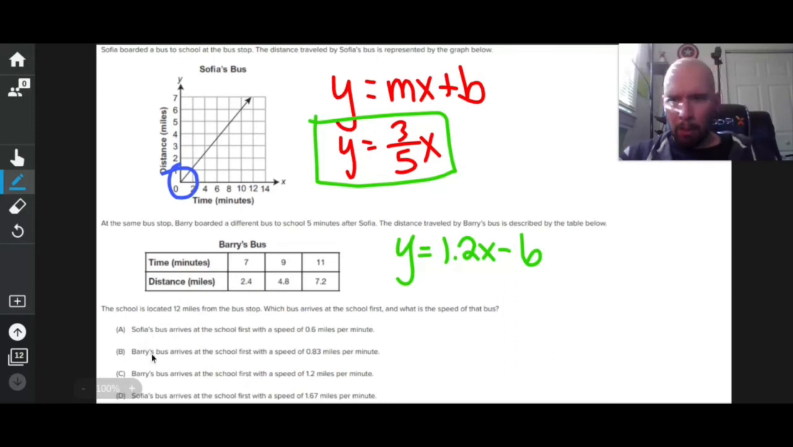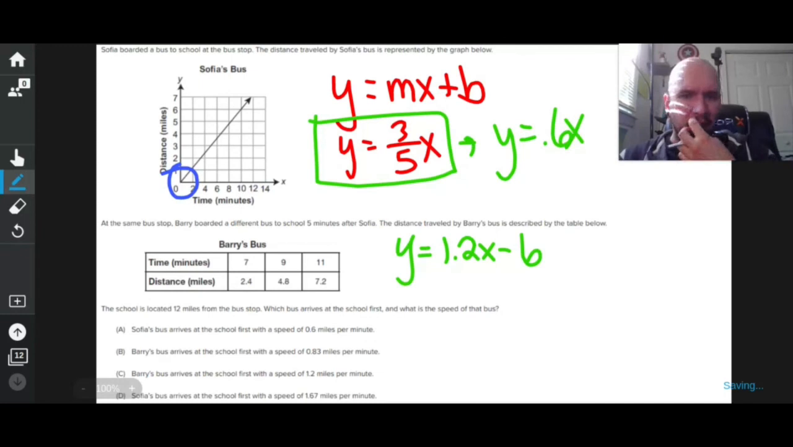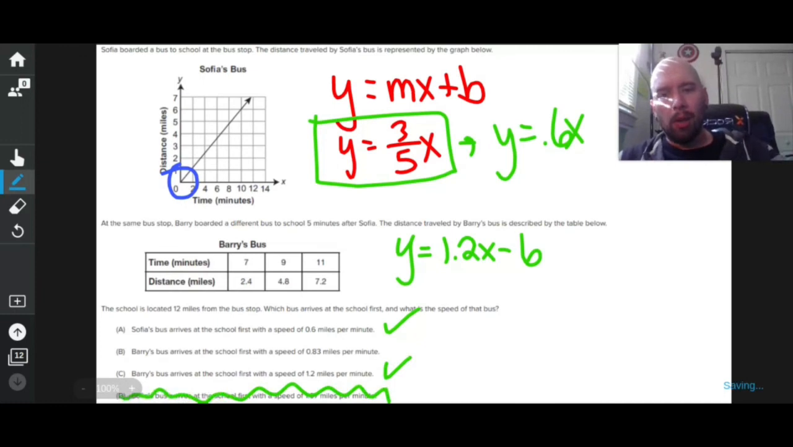I mean, it says Sophia, Barry, Sophia stops first. It looks like I can ignore that part for now because it just gives me rates over here. Okay, Sophia's bus arrives at the school with a speed of 0.6 miles per minute. This is Sophia. 3 over 5 is the same as 0.6. So Sophia is 0.6 miles per minute. That part's true. Okay, and down here it says that Barry's bus arrives at school first with a speed of 1.2 miles per minute. That's true. So let's cross you out and let's cross you out.